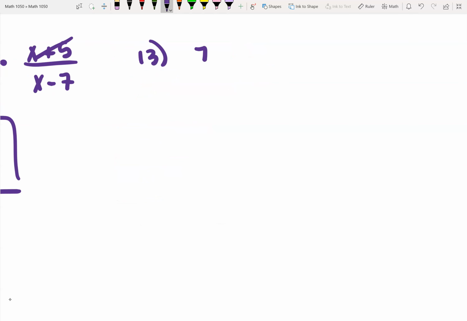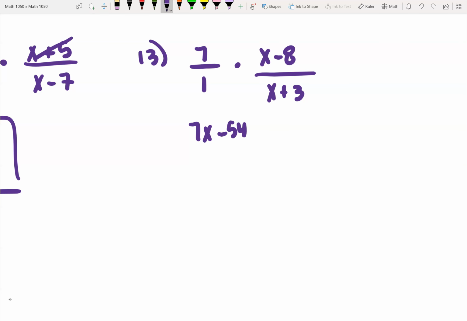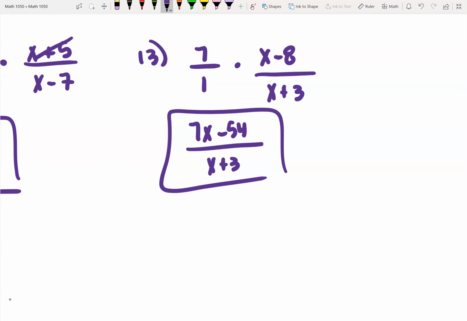Okay, number 13. I'm going to write this as 7 over 1 multiplied by x minus 8 over x plus 3. Is anything going to cancel, guys, before we multiply? No. So you just distribute the 7. 7x minus 54. On the bottom, you have an x plus 3, and you're done. That's it. Okay? You do the next 3 all by yourself, okay?